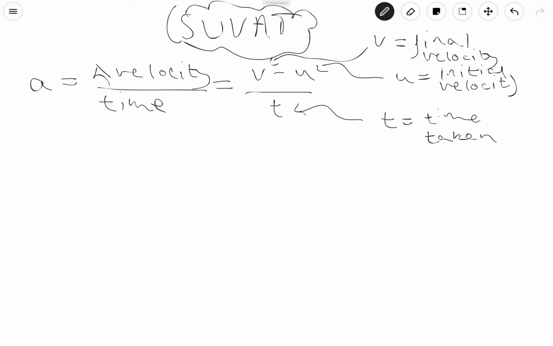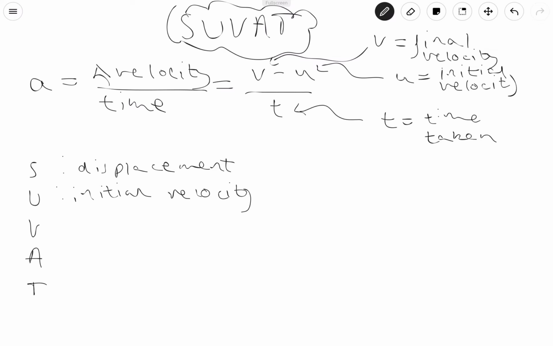Now that takes us on to the Suvat equations. Now, what are Suvat equations? Well, Suvat equations are equations of motion when acceleration is constant, to help us find out different physical quantities that we want to measure. So we have S, U, V, A, T. S is displacement, as discussed in my last video. It's a bit mind-boggling because you can get it confused with speed, so you got to be careful. U is initial velocity, as just discussed. V is final velocity, and A is acceleration, and T is time.